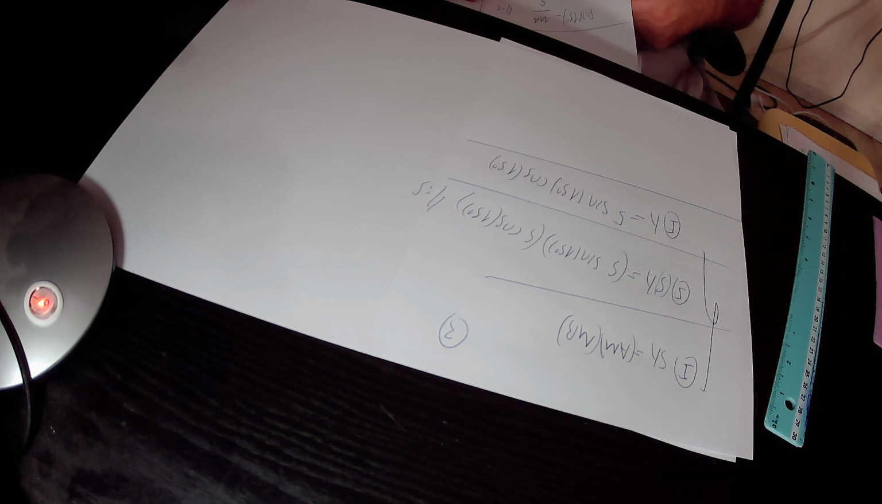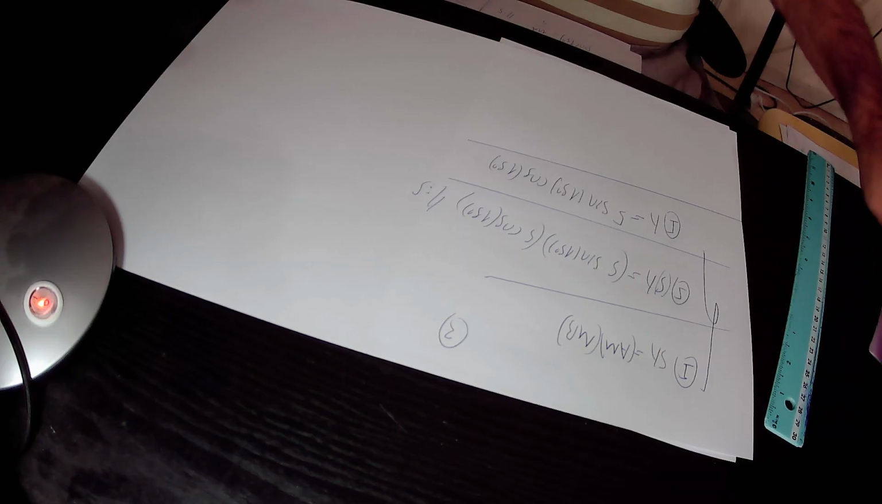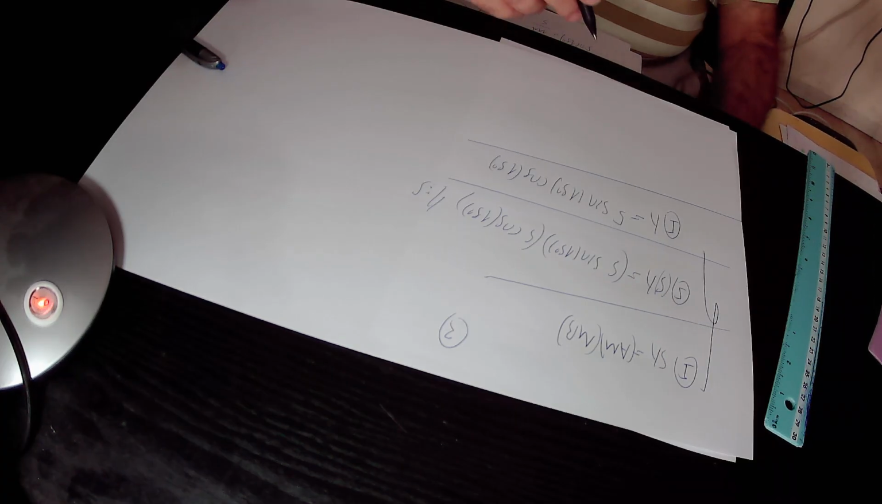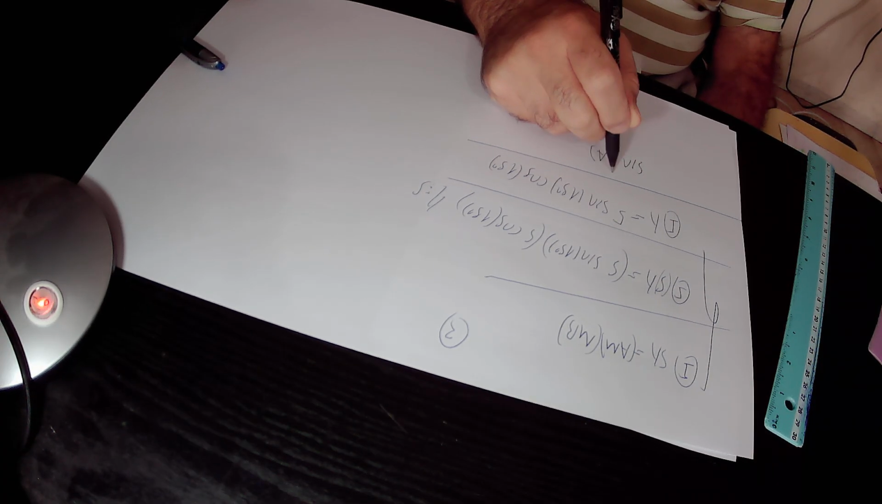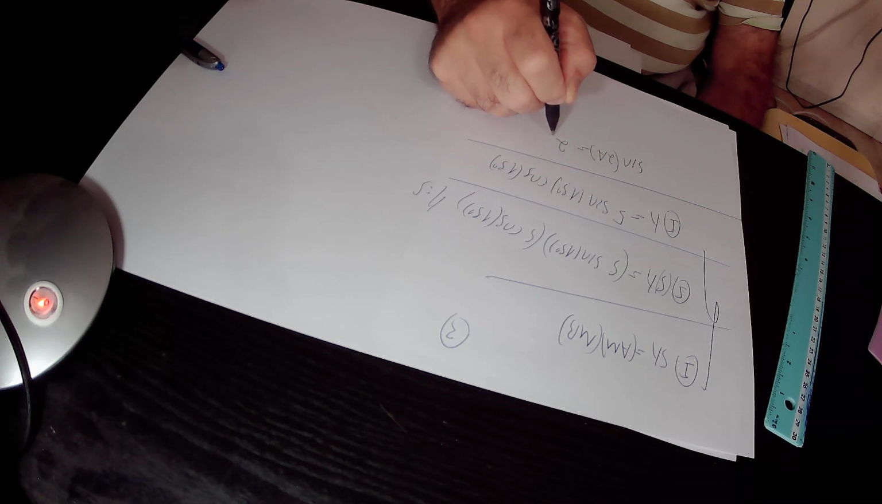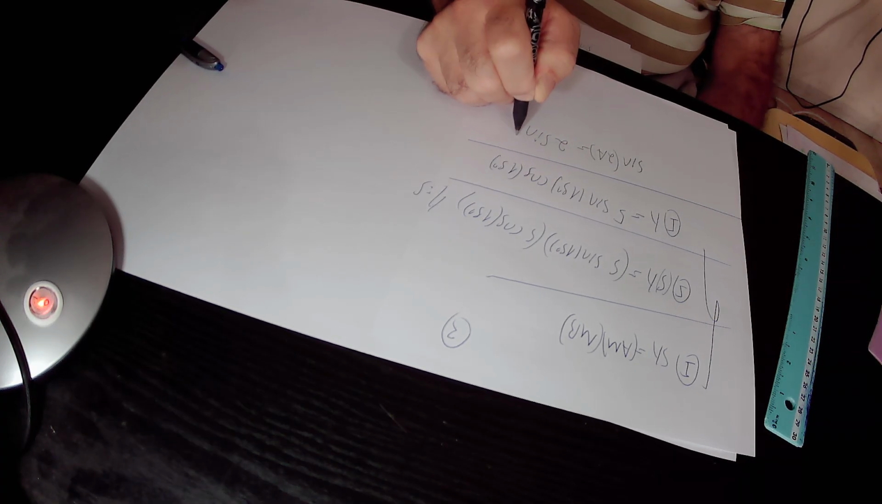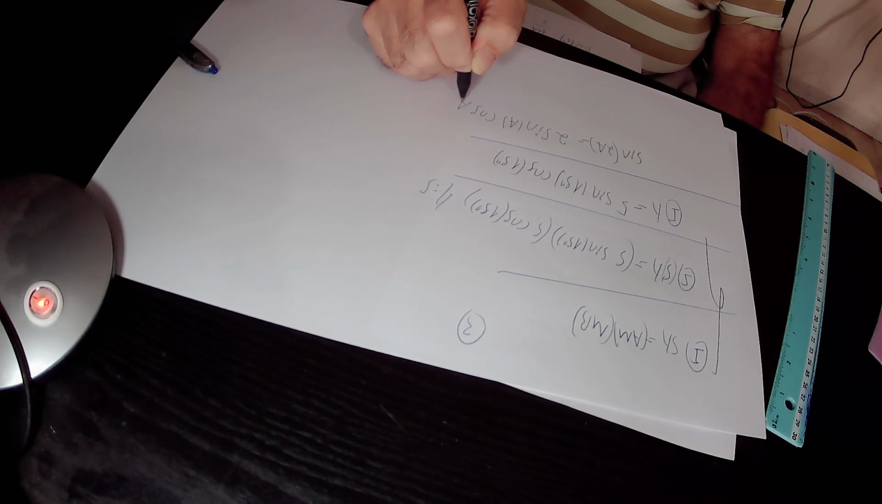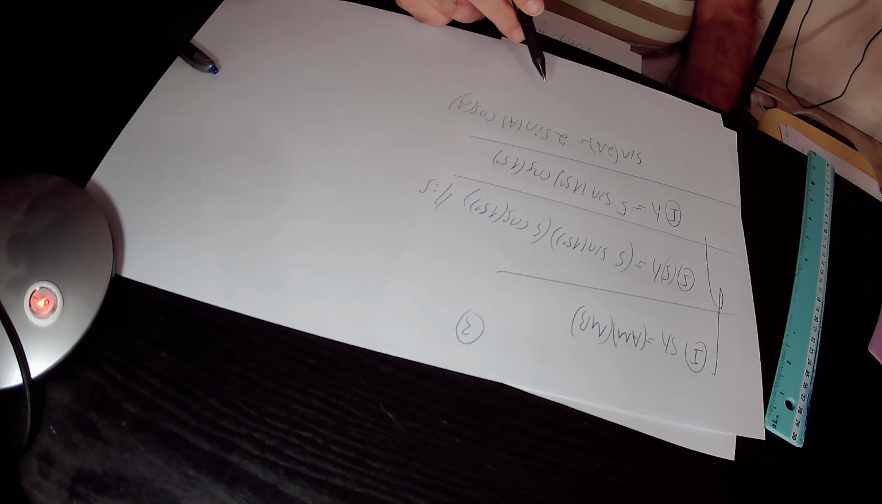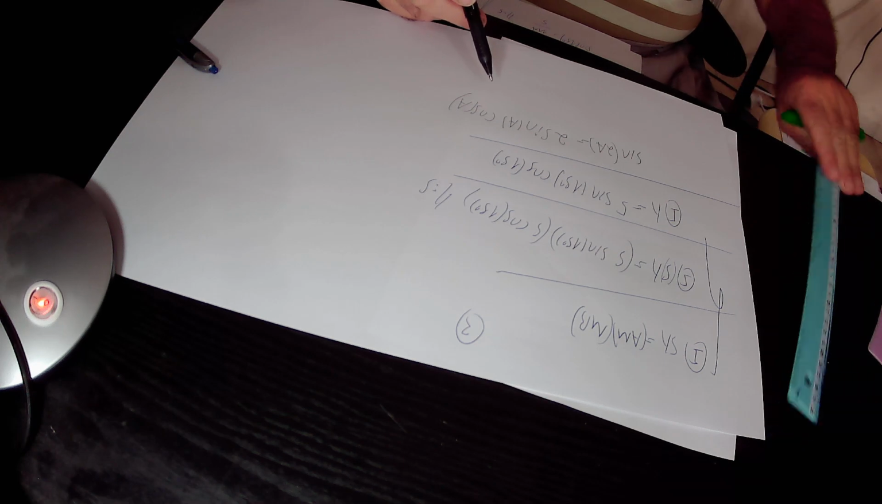Here we'll use a geometric identity that says that sine 2A is equal to 2 times sine A times cosine A. Again, according to this geometric identity, sine 2A equals 2 times sine A times cosine A.